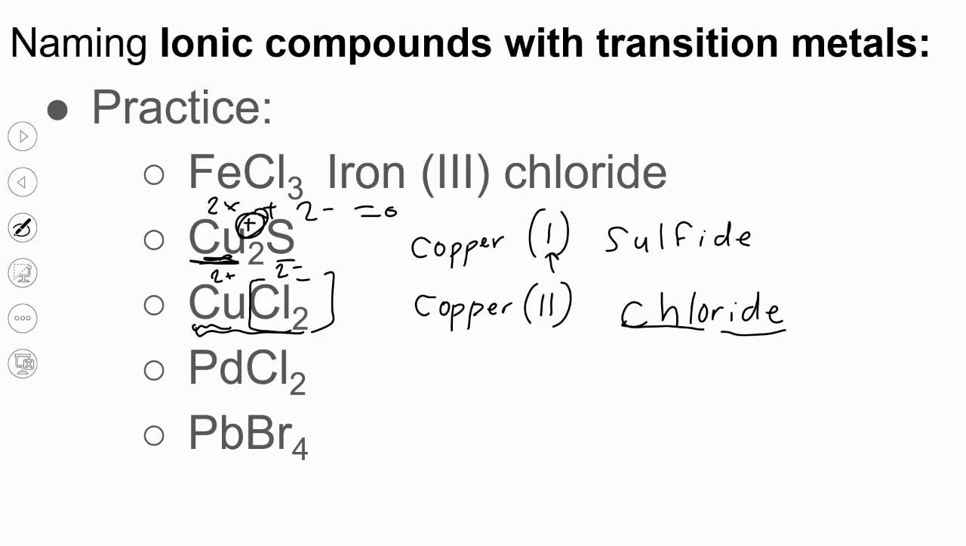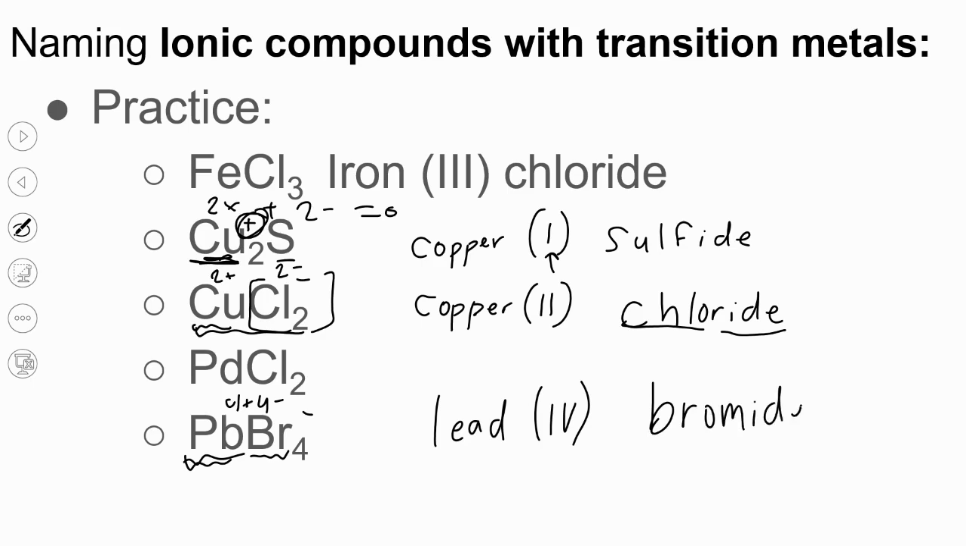What's this called? This one's lead. We've got Br. What's the charge on Br? And there's 4 of them. So what does lead have to be? What's our name then? Lead, so we just start with the metal. Lead, charge IV, and then bromide. Questions on that?